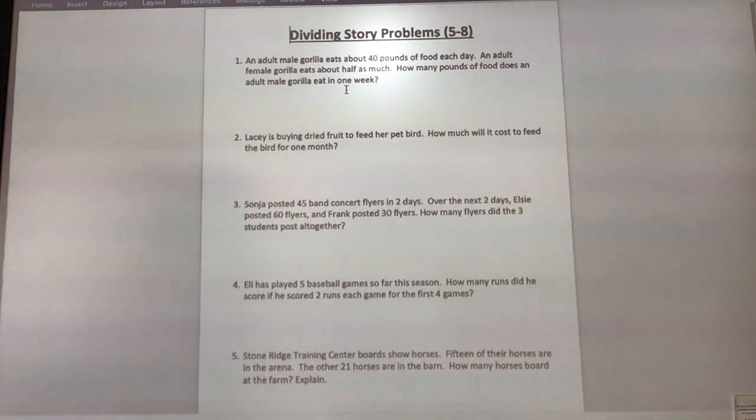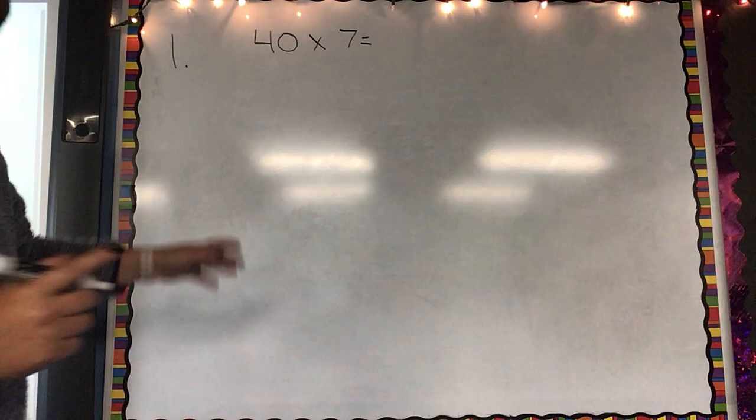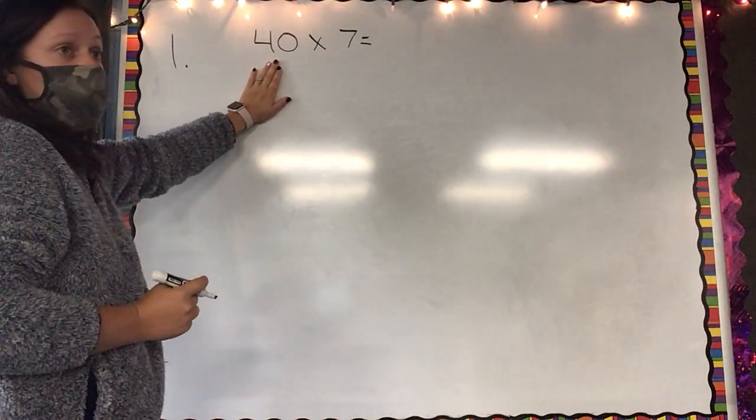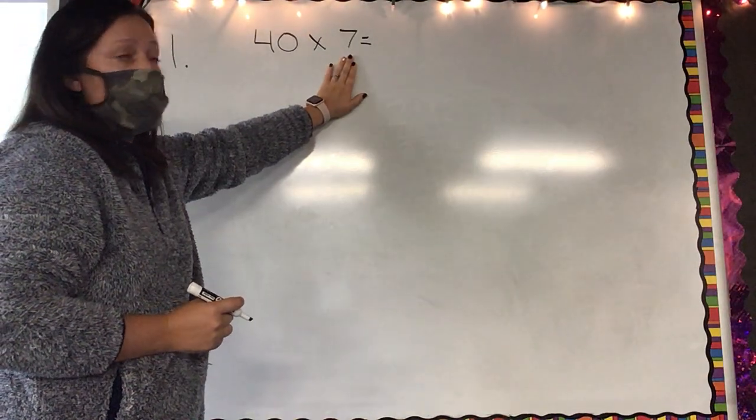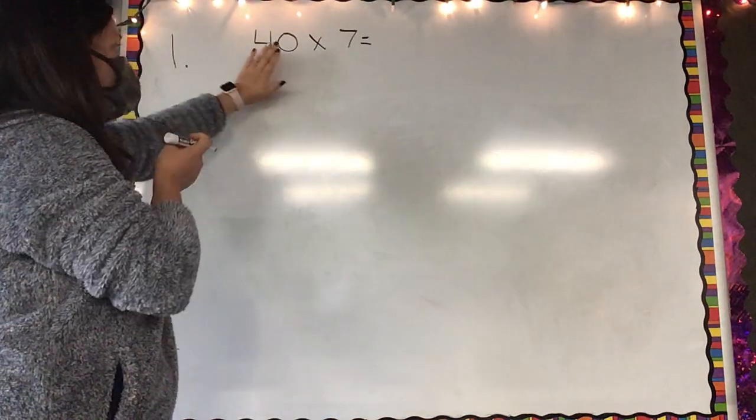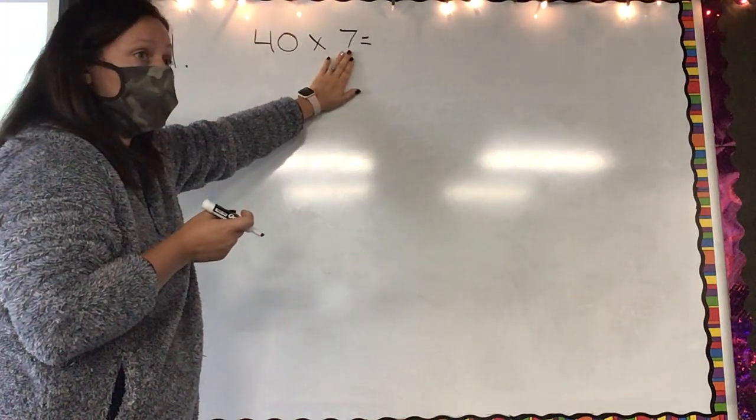Solving, what is my equation now for this problem? Bradley, what's my equation? Seth, you do 40 times 7. And why is our equation 40 times 7? What does this 40 represent, Bradley? So this is 40 pounds of food each day, and then why are you multiplying it by 7? Because there's 7 days in a week. There are 7 days in a week. I need to know how many of this does he eat for 7 days a week.